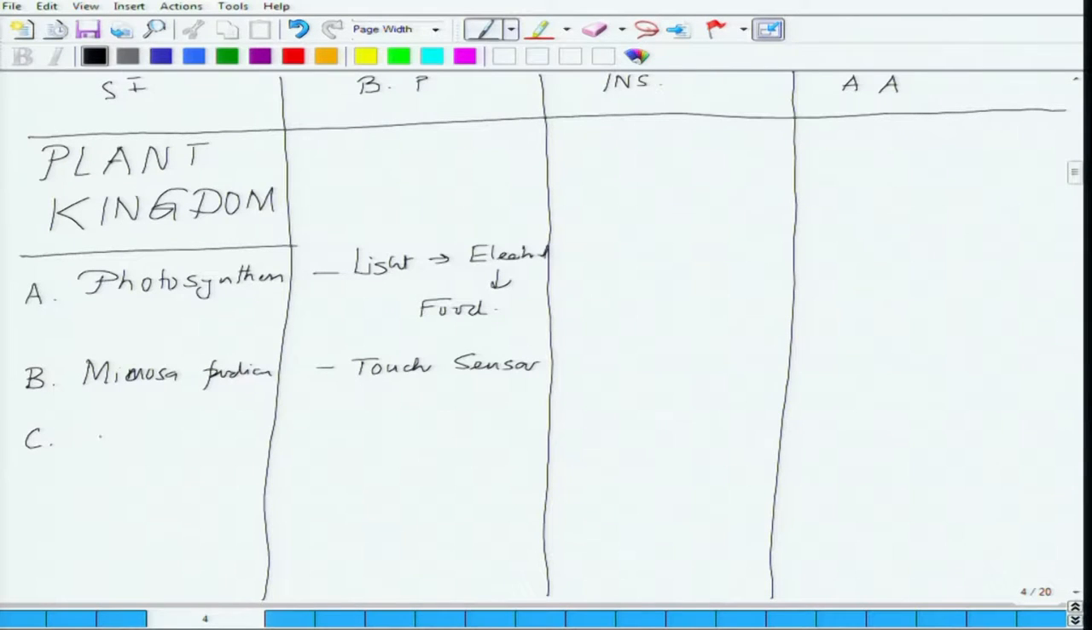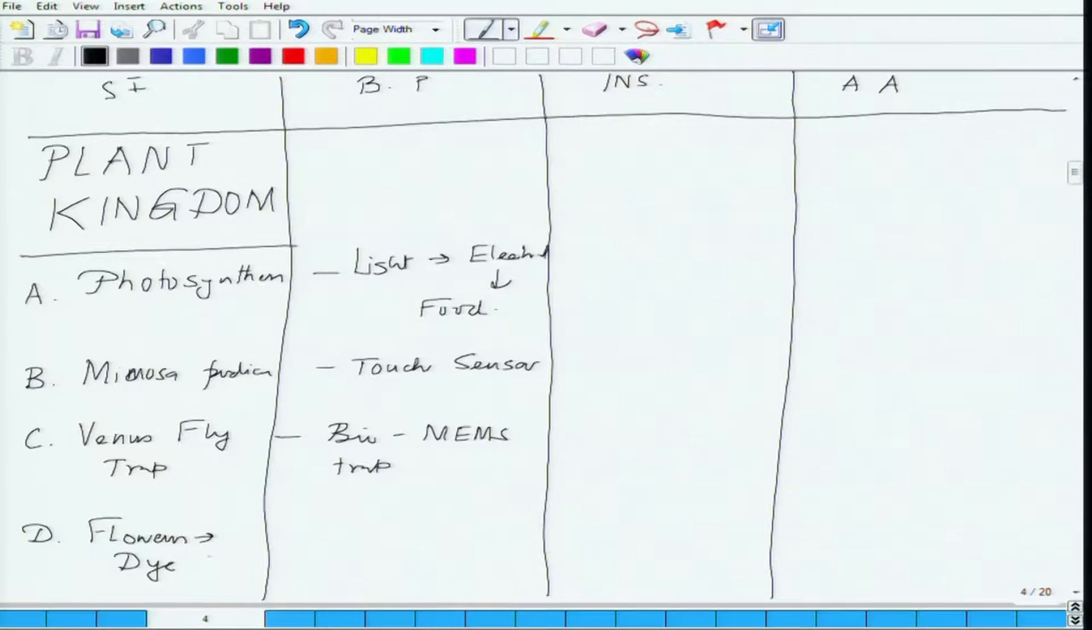Okay. Then you have the Venus flytrap, which is basically a bio-MEMS trap. And then we will be talking about dye sensitized solar cells, so the flowers, flower dye for dye sensitized solar cells.